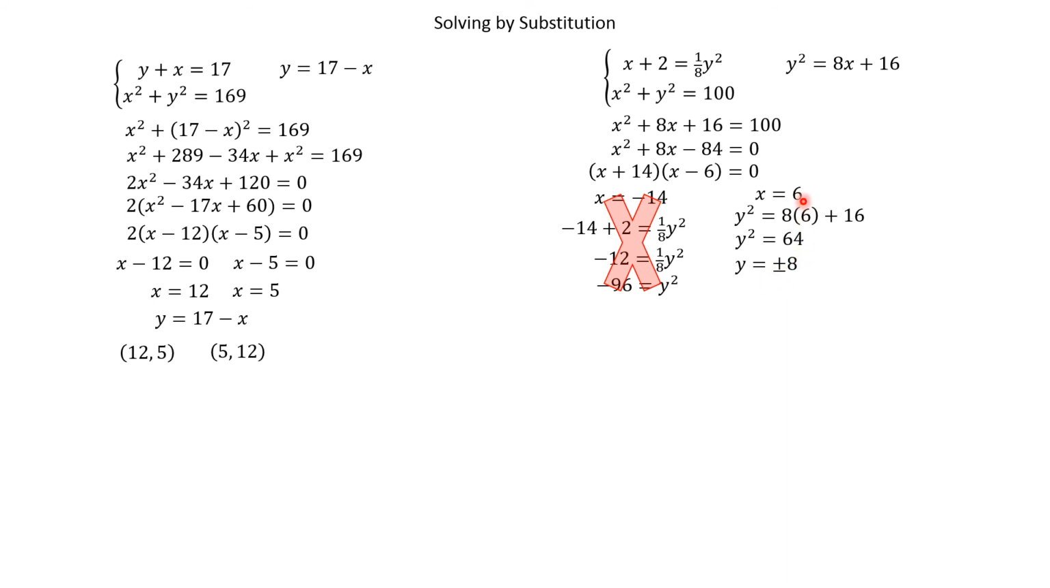So our answers here, we could be at 6 comma 8 or 6 comma negative 8. And yes, you can write that as 6 comma plus or minus 8, but you do have to realize that it does mean both of these points. So we do have two solutions here. So that's solving by substitution.